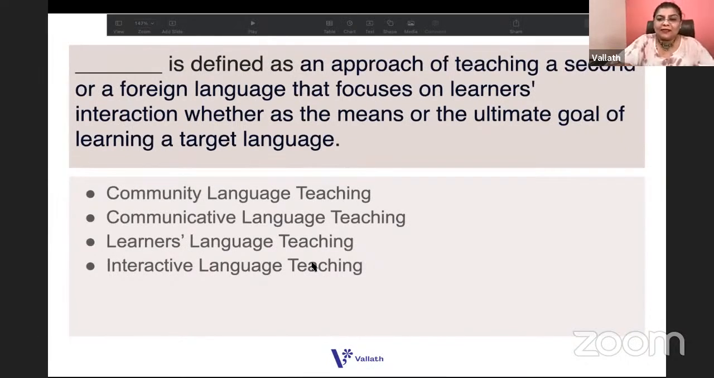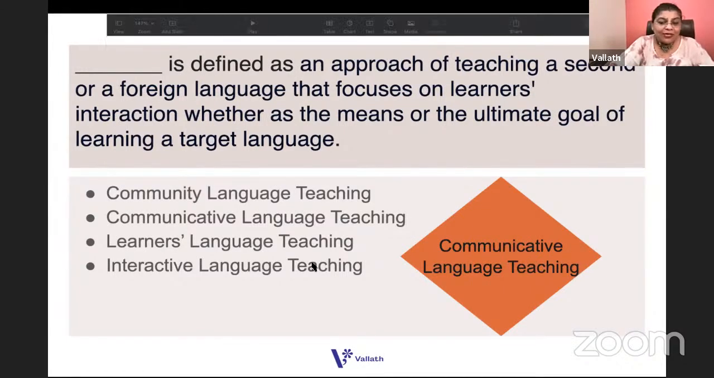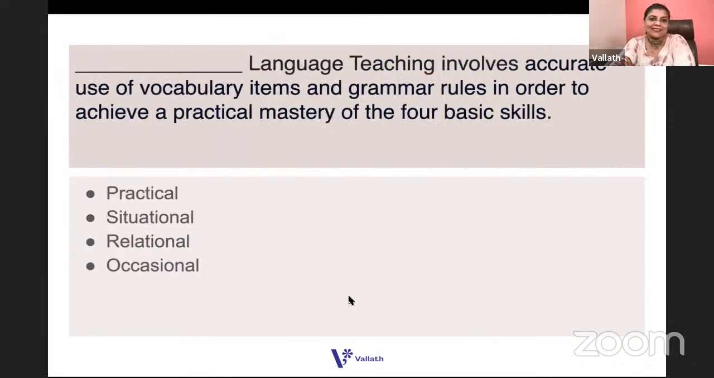Dash is defined as an approach of teaching a second or foreign language, depending on the learner's interactions. Interactions are important with the community, whether as the means or the ultimate goal of learning a target language. Interaction is important in communicative language teaching, CLT. In the community, we have to interact.